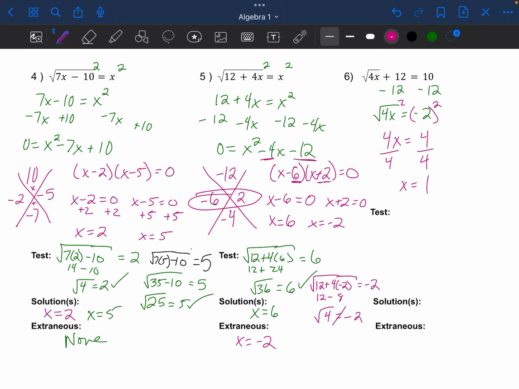Got to test it. Going back, put it in the square root. 4 parentheses, instead of x, we're going to put 1, plus 12 equals 10. That's the square root of 4 plus 12. The square root of 4 is 2. 2 plus 12 does not equal 10. So in this case, there are no solutions, and the extraneous solution is x = 1.